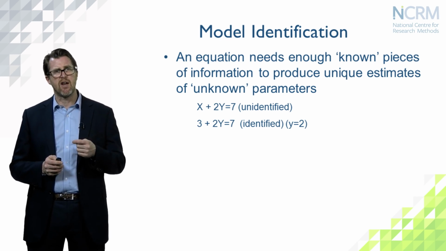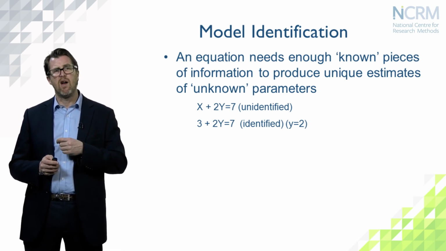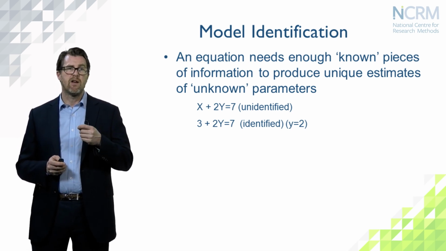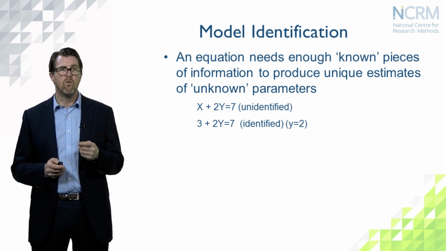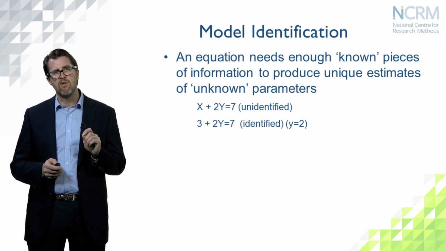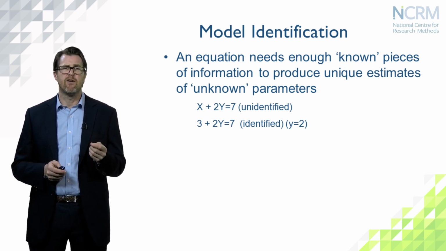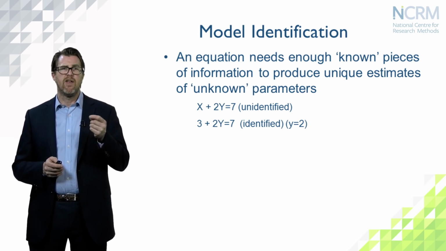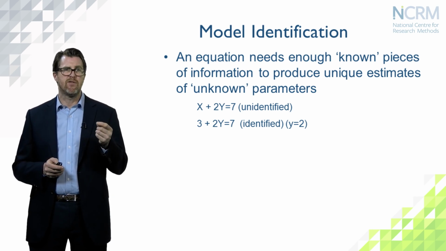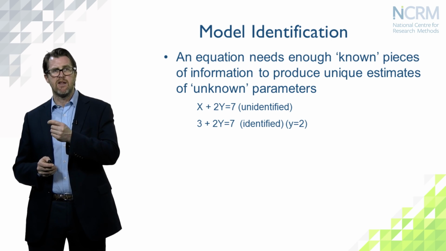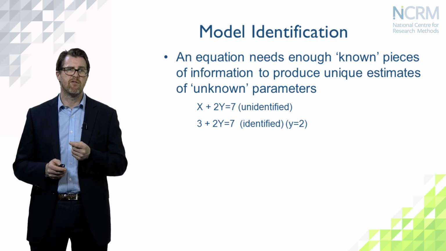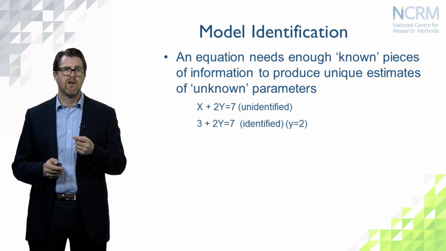Now, if we change that equation slightly, where we now are not having x as an unknown and we make that 3, then we can only have one value for y, which is 2, in a way that will satisfy that equation. So that equation then is identified. Now that is the essence of what we need to understand about identification, that it's to do with the balance between the number of known and unknown pieces of information in an equation.